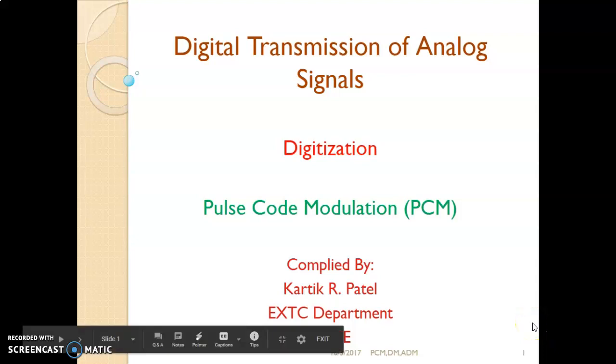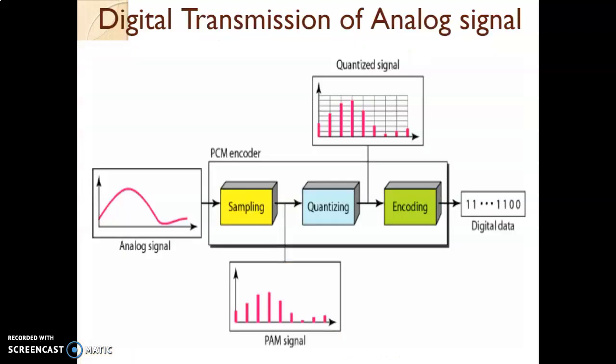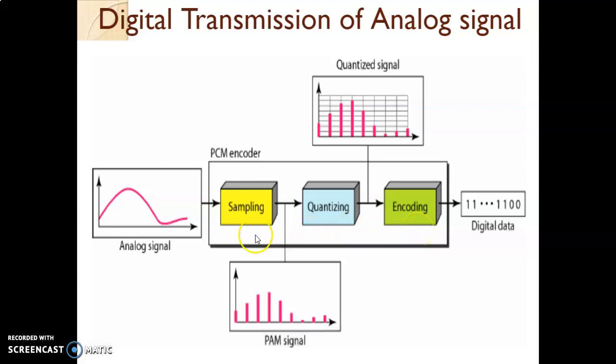In the previous lecture, we discussed digital to analog signal transmission, meaning digitization, and this was the block diagram which was covered. Any analog signal which is to be converted into digital requires three steps, and those three steps are sampling, quantization, and encoding. In detail, we have discussed sampling.